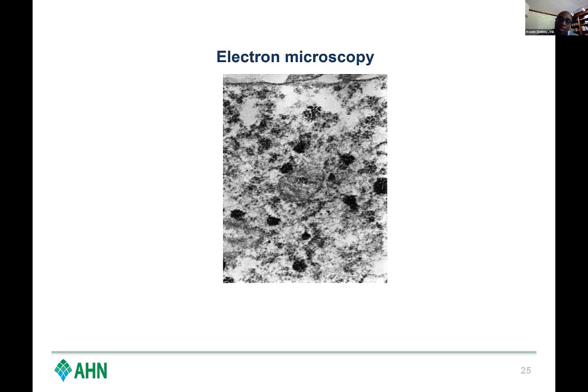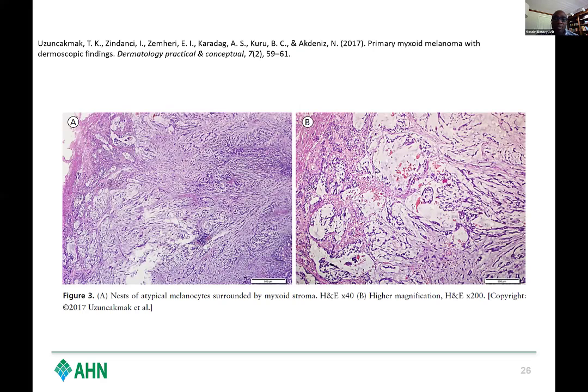And he was right. This is an electron microscopic picture of the case. Notice here the melanosome, and here in the middle, we have a pre-melanosome. These findings are consistent with melanoma. So the moral of the story: things are not always what they appear to be. I've never seen a melanoma with such a myxoid stroma before, so I went and did a search in the literature, and I found this case. There's been a case published about primary myxoid melanoma. So this can happen.